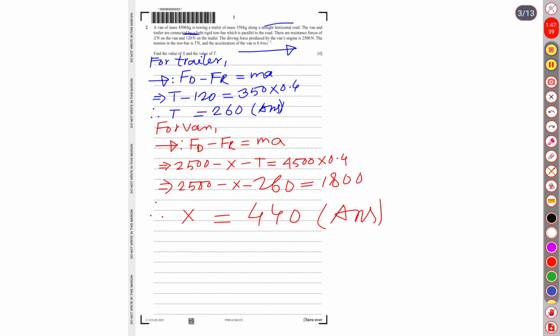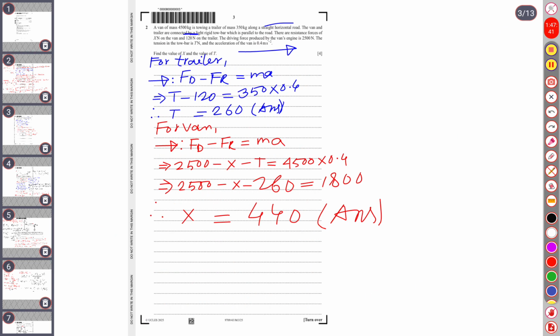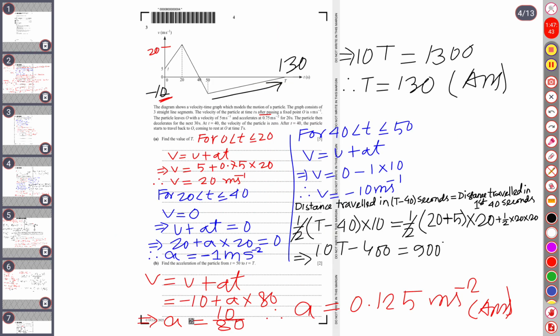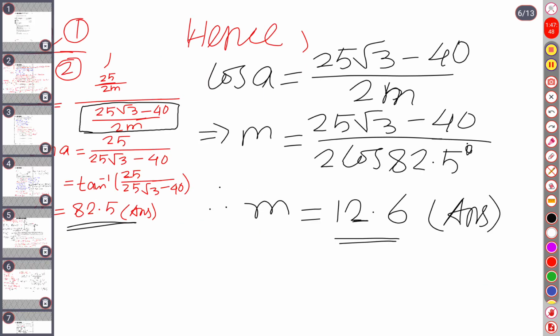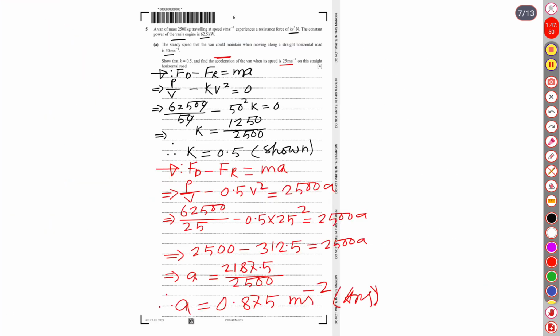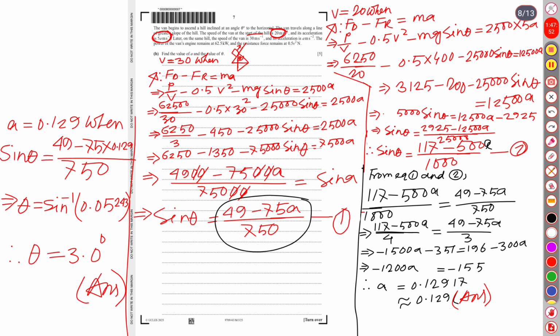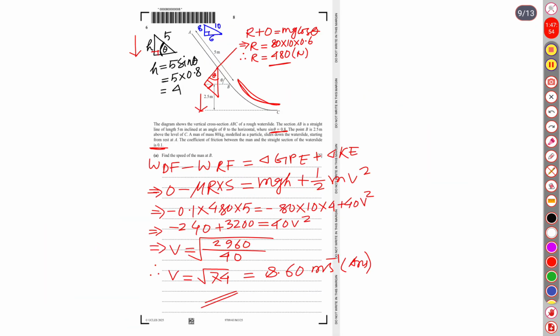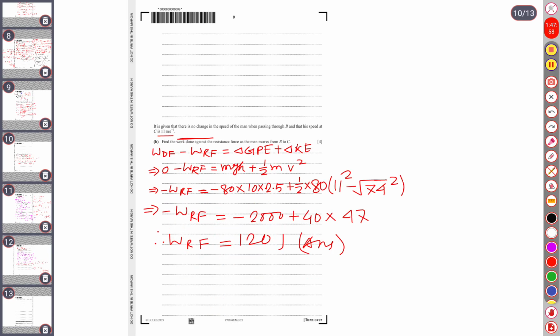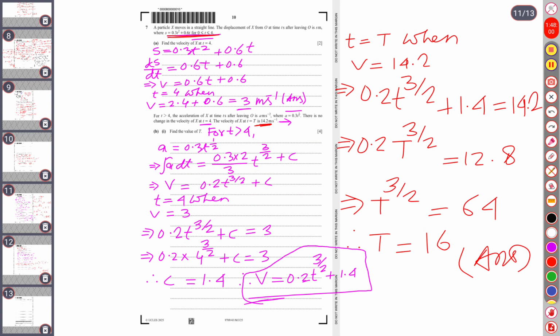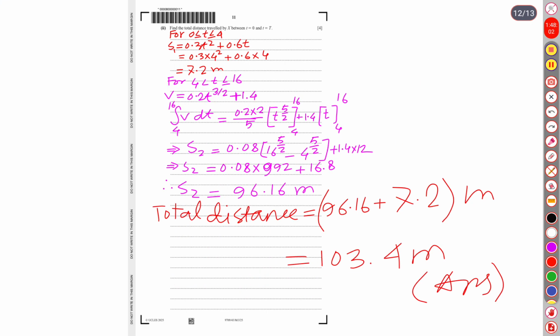Page 2, then 3, after that 4, then there comes page number 5, 6, 7, 8, 9, as well as 10, 11, and the last page 12.